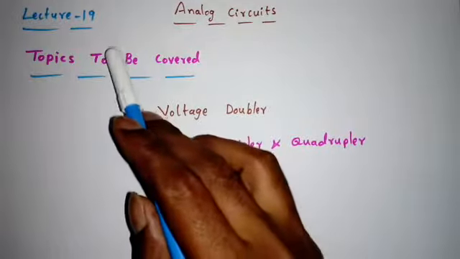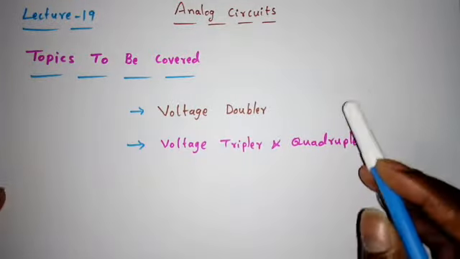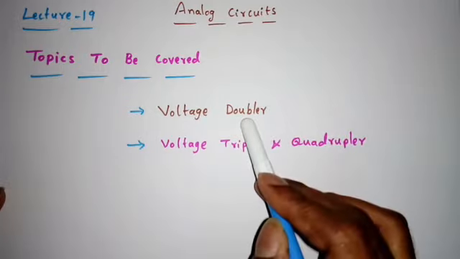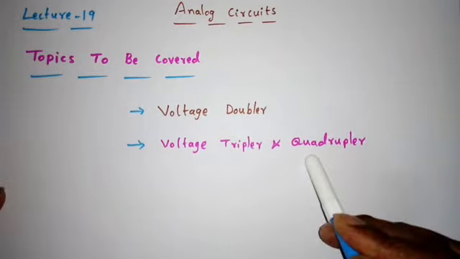Hi everyone, this is lecture 19 in analog circuits. In this lecture, I will cover these two topics, that is voltage doubler, voltage tripler and quadrupler.